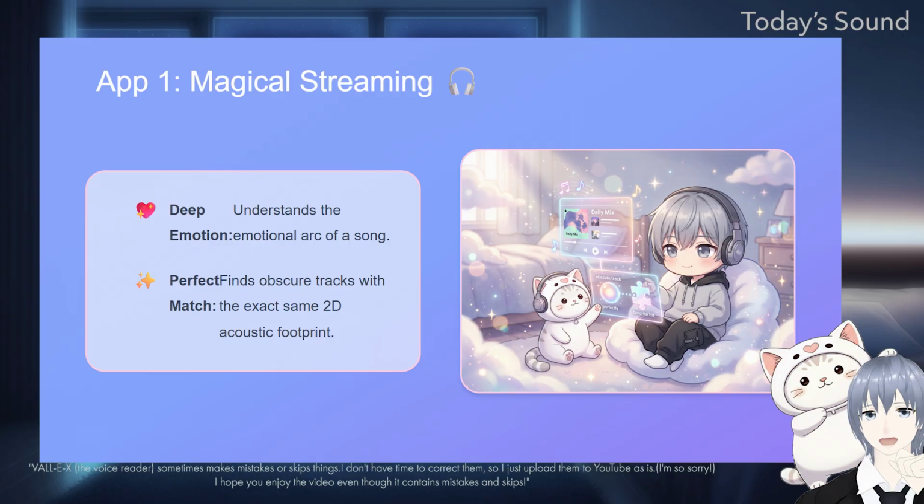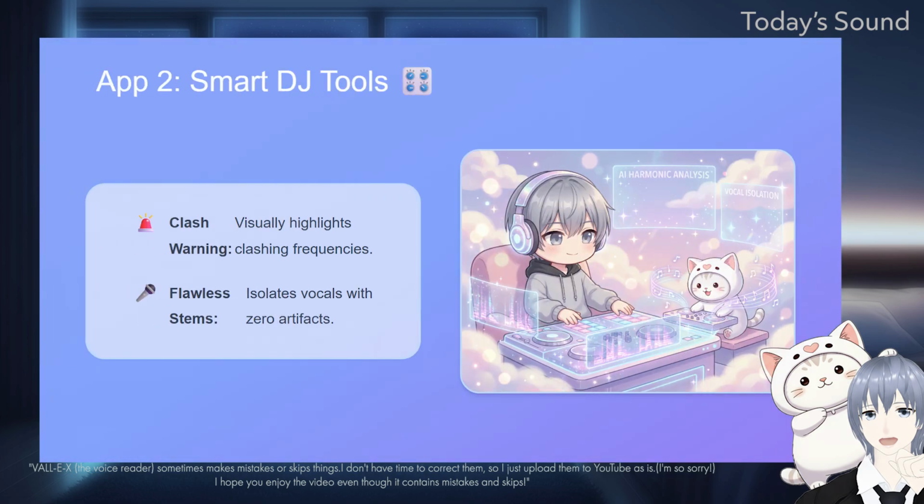Finding obscure tracks that share the exact same two-dimensional acoustic footprint as your favorite hits would make music discovery feel almost magical. This could also completely revolutionize tools for DJs and live performers. It actually understands the harmonic structure of the two-dimensional spectrogram in real time. It could visually highlight which frequencies will clash if you mix two tracks together. Or it could automatically isolate a vocal stem with zero artifacts, because the artificial intelligence knows exactly what a vocal pattern looks like in the grid. DJs could perform flawless, complex mashups on the fly, without needing hours of prep work in a studio.